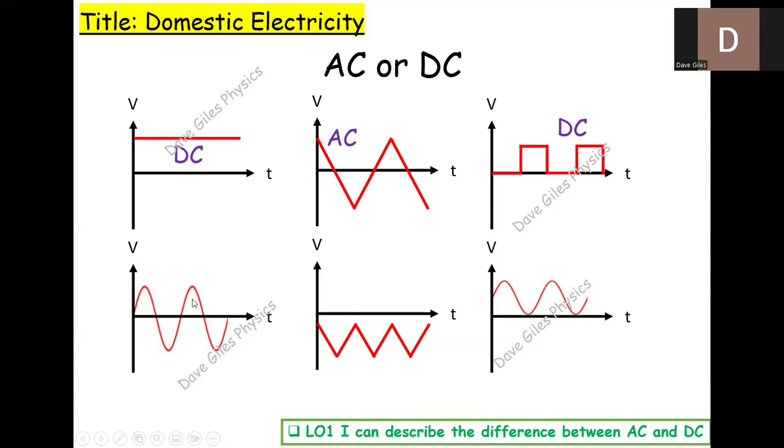This one here, AC. Now this one looks like an AC, the same sort of shape as this one here. However, it is always negative, so it's DC, direct current. This one here is always positive, even though it looks like a sine wave just like this one, but it's always positive, so it is DC, direct current.